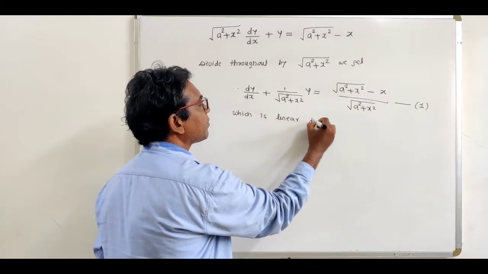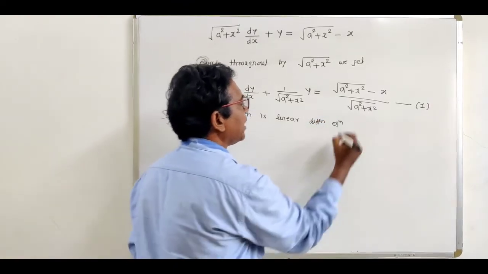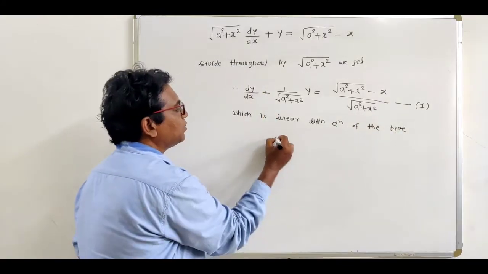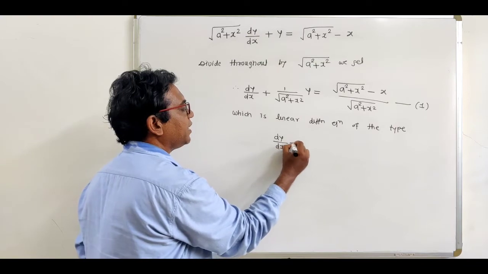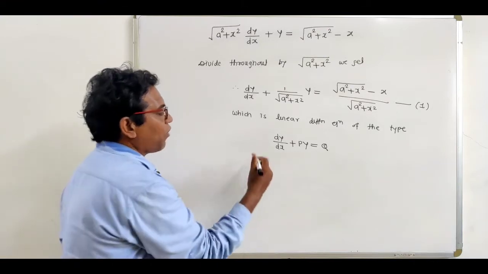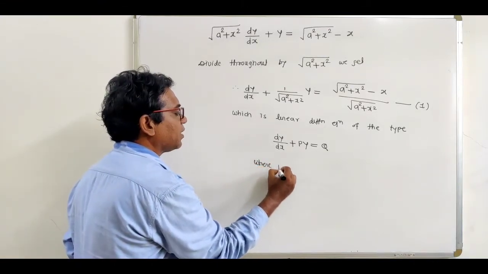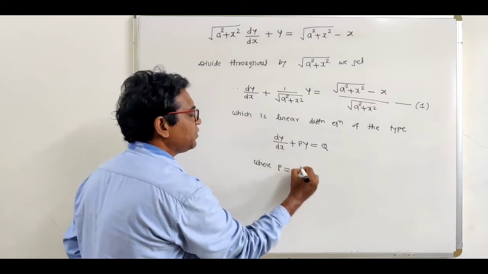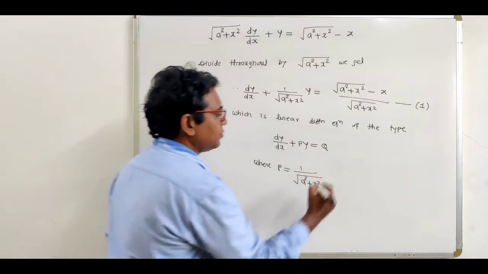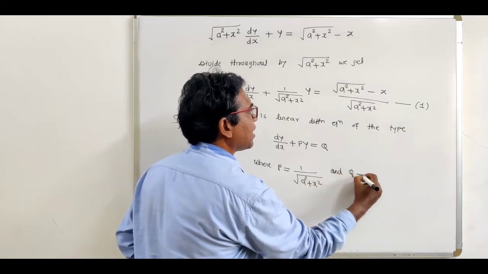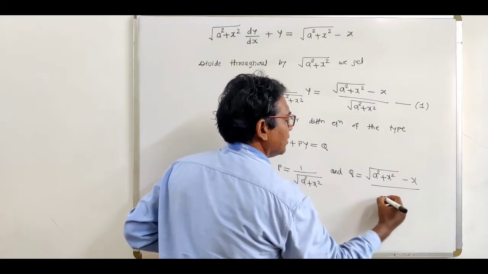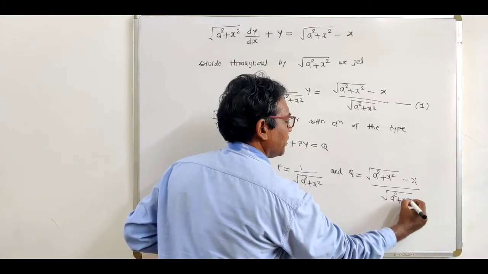linear differential equation of the type. So write down the type: dy/dx + P·y = Q, where P is the coefficient of y, that is 1 upon under root a square plus x square. And Q is the right hand side: under root a square plus x square minus x, divided by under root a square plus x square.